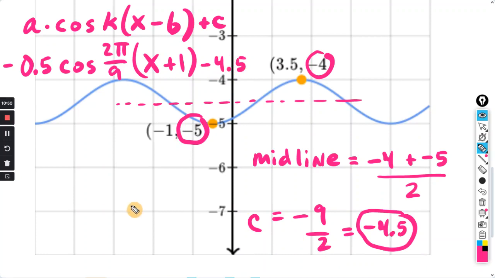-4.5. Try not to get amplitude and midline confused. This right here is the midline, and you just want to write the equation of that line. That's y equals -4.5, because this line is a horizontal line.